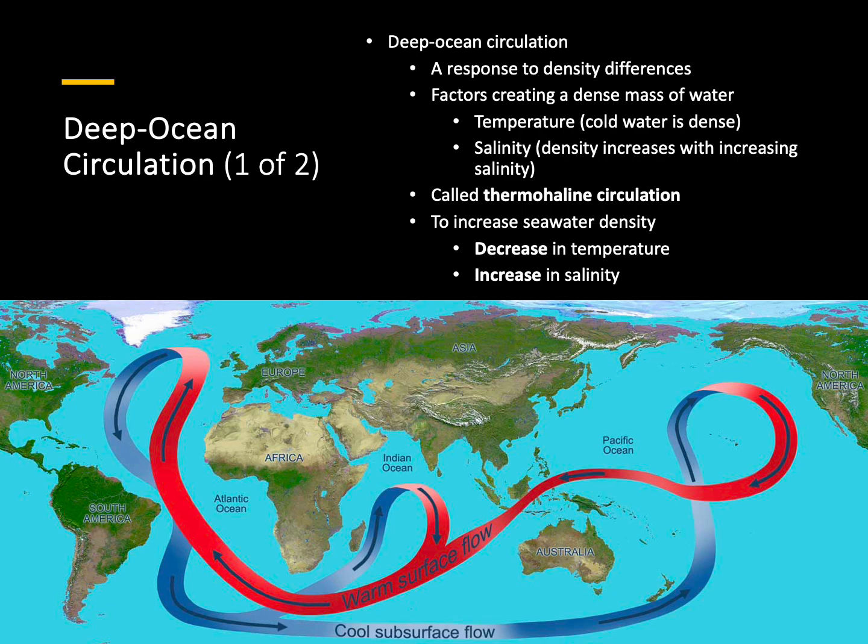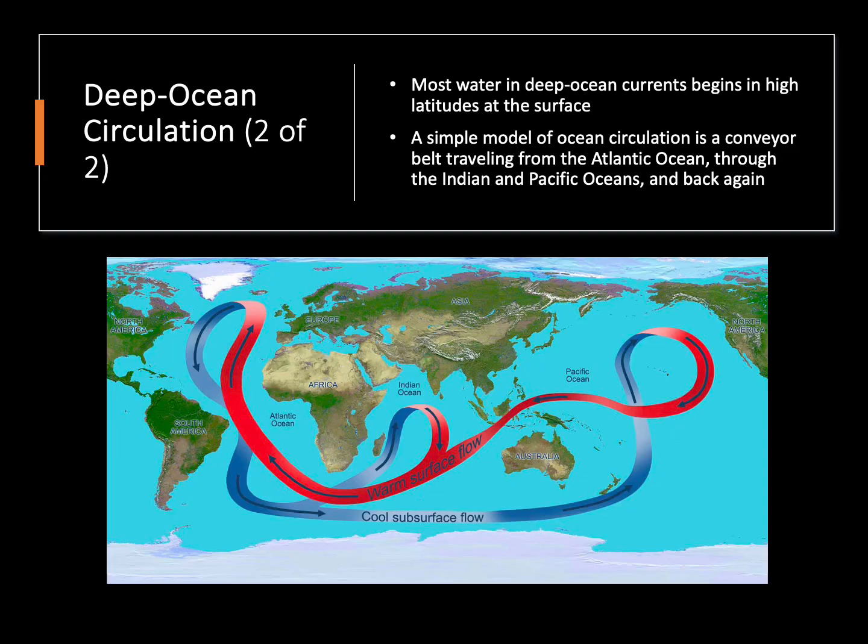And in order to start changing the density of our water, again, we just have to change the temperature or the salinity. To increase the density, we either want to decrease the temperature, making it colder, or we want to increase the salinity, packing more molecules into the same amount of space. When we're looking at this thermohaline circulation, we see that most of our cold, deep ocean currents start off in our high latitudes around the poles, and our warm surface currents start off in our warm areas around the equator.